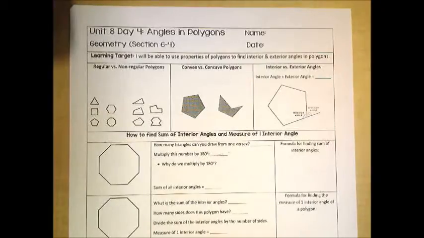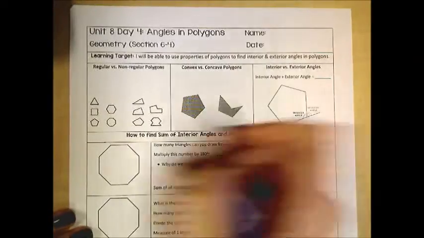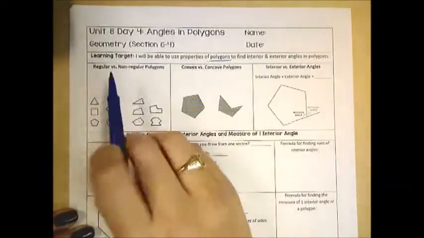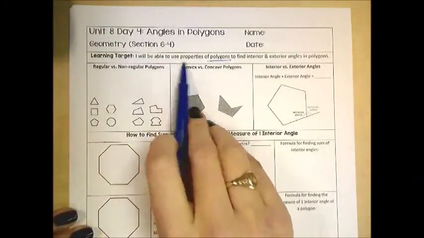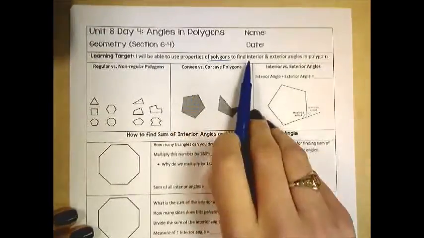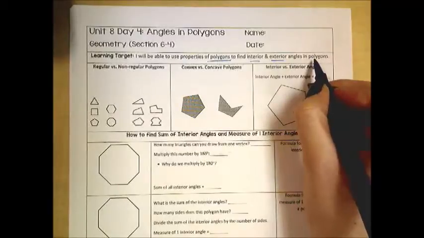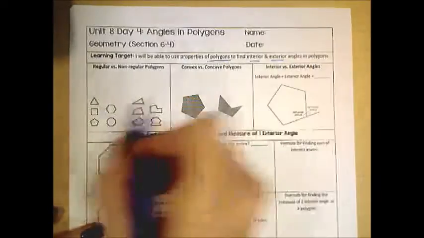Everyone, we are going to be using those properties from quadrilaterals in all sorts of shapes now, referred to as polygons. So our learning target is that I will be able to use properties of polygons to find interior and exterior angles in polygons. So first, just a few definitions.